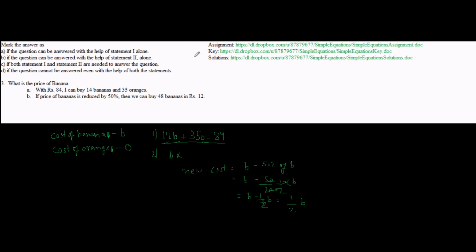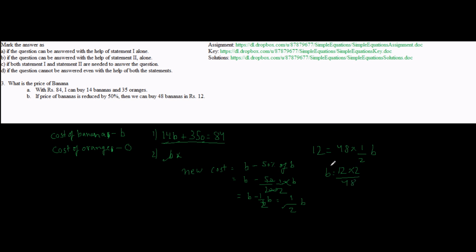So they say that if the price of bananas is reduced by 50%, that is, if originally it was B and the new price after reduction is half B, then we can buy 48 bananas in rupees 12. So the price of 48 bananas is rupees 12 when each of the 48 bananas is bought at price half B, because half B is nothing but the cost of one banana. So the cost of 48 bananas will be 48 into half B. In that case, B equals 12 into 2 by 48.